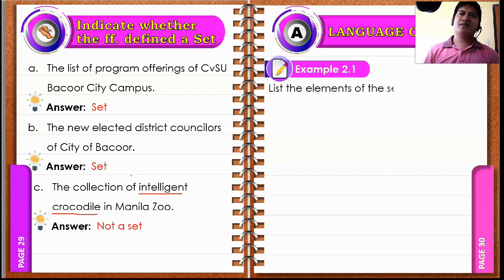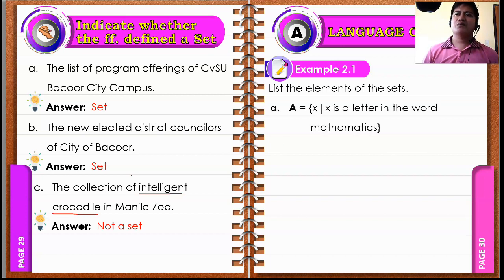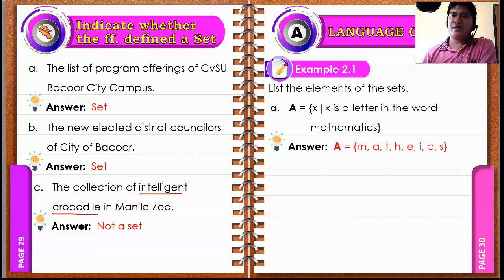Okay, so let's have some more examples of a set. List the elements of the set. Set A equals the set of all x such that x is a letter in the word mathematics. In this example, the answer is M, A, T, H, E, I, C, S. Take note that in the word mathematics, M appeared 2 times, T also appeared 2 times, but you will only write it once, because if M is already a member, you don't need to put another M because it's already a member of that set.